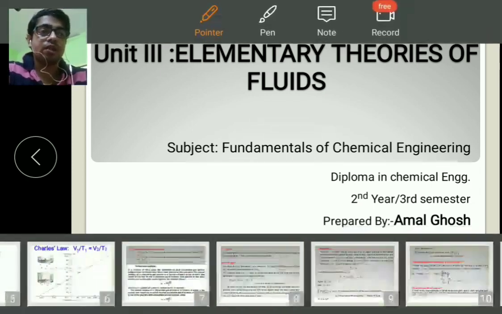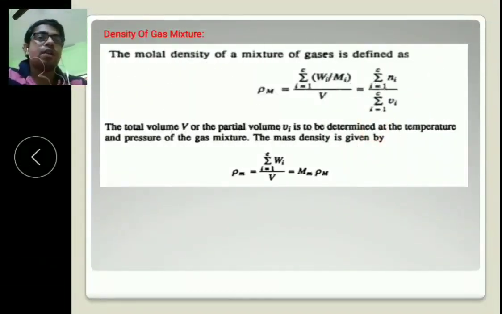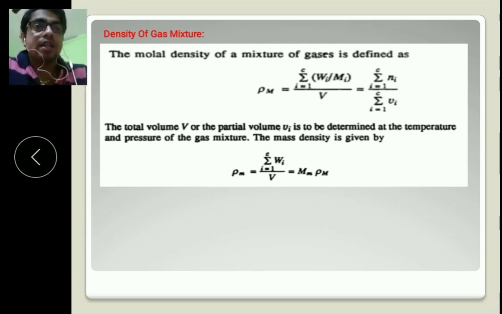So let's start. Before this page we have completed everything. Now today: density of gas, the molar density of gas and the mass density of gas.